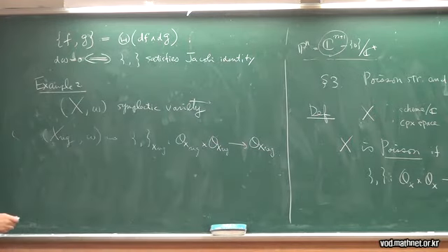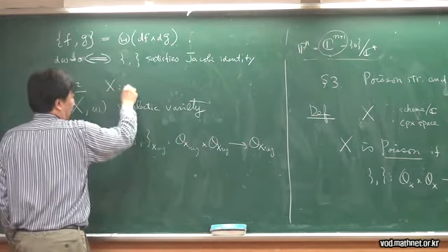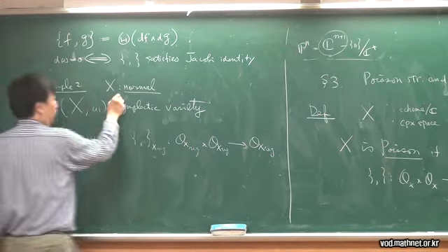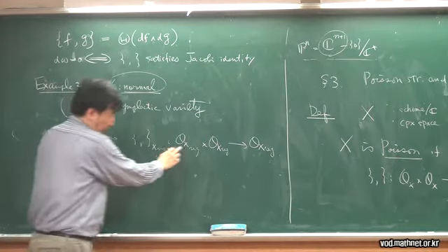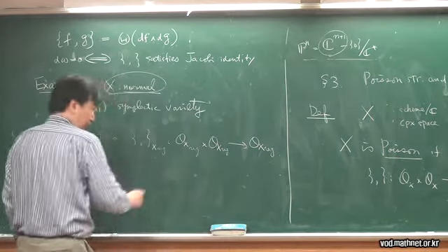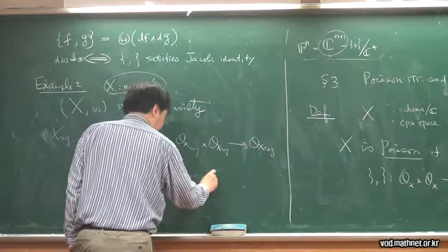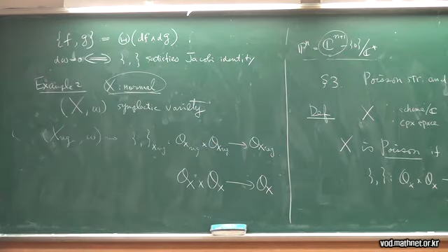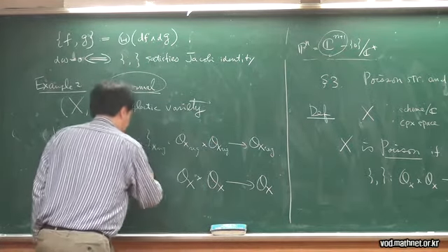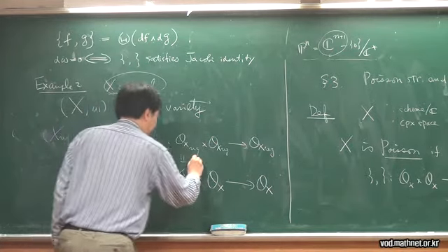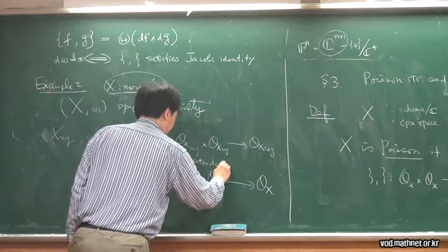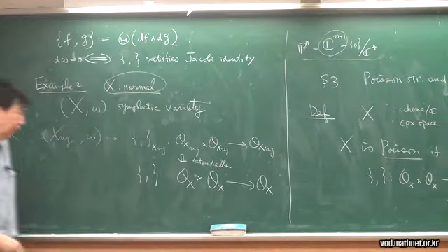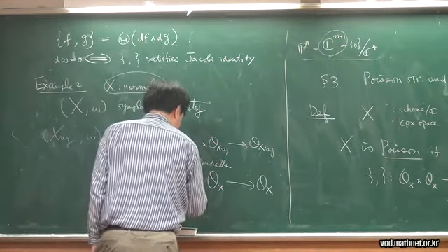But X is a normal complex variety by definition. So this pairing can be uniquely extended to the pairing to the function of X itself. So this can be extended by normality. Yes.